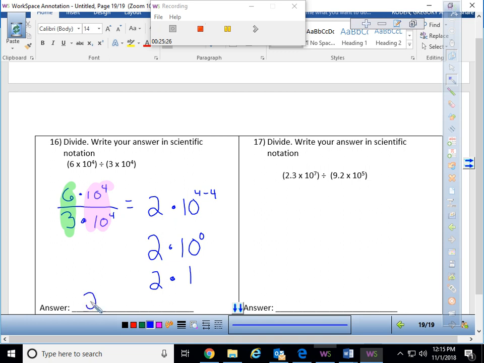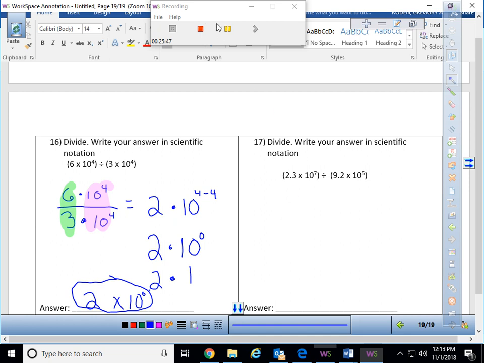Now we need our answer in scientific notation. So how would we do that? Well, it would be 2 times 10 to the 0 power. So we actually want that 0 power in there today because we need to be in scientific notation. We always want to have times 10 to some power, and that power was 10.